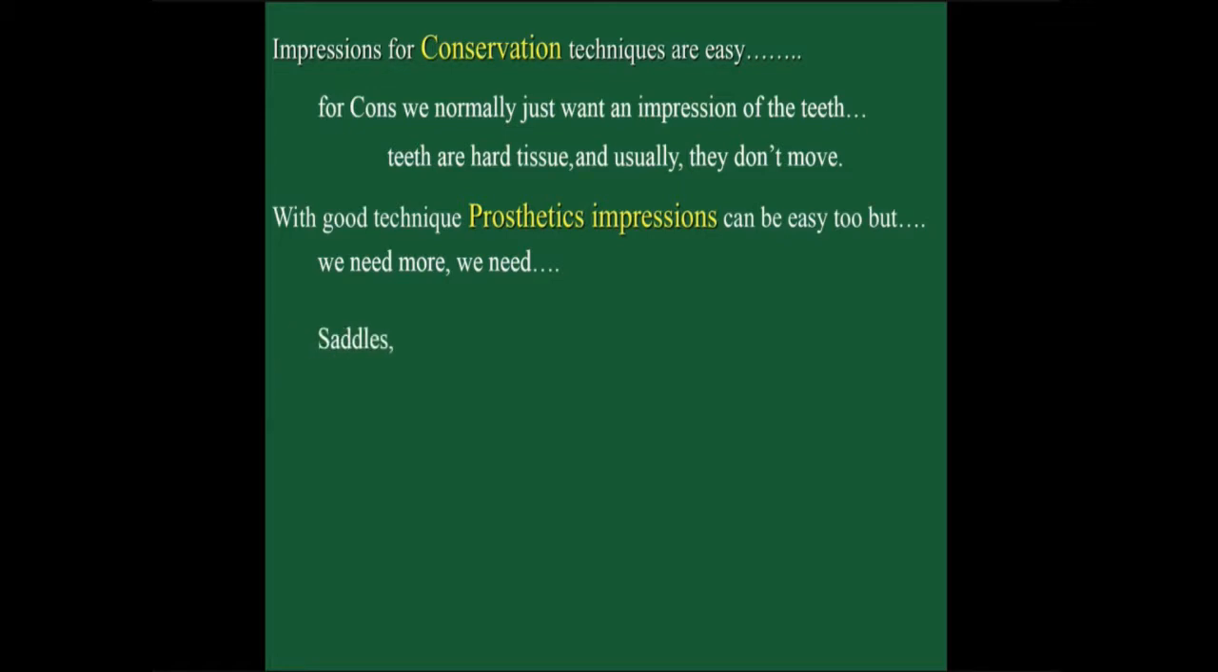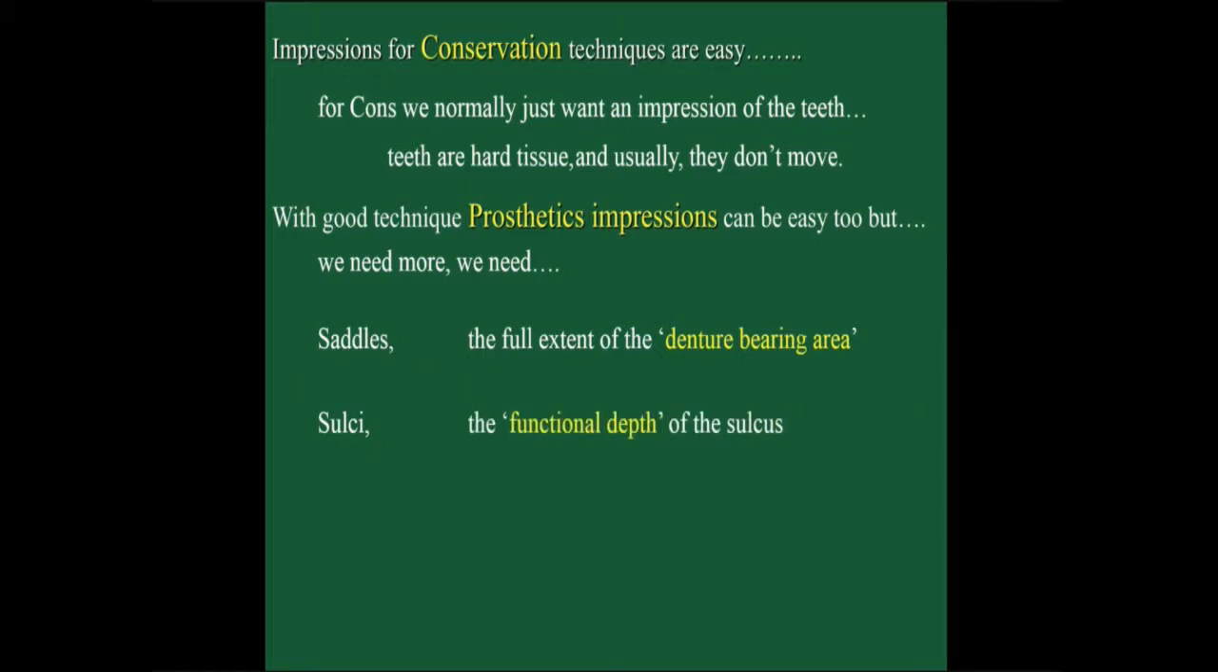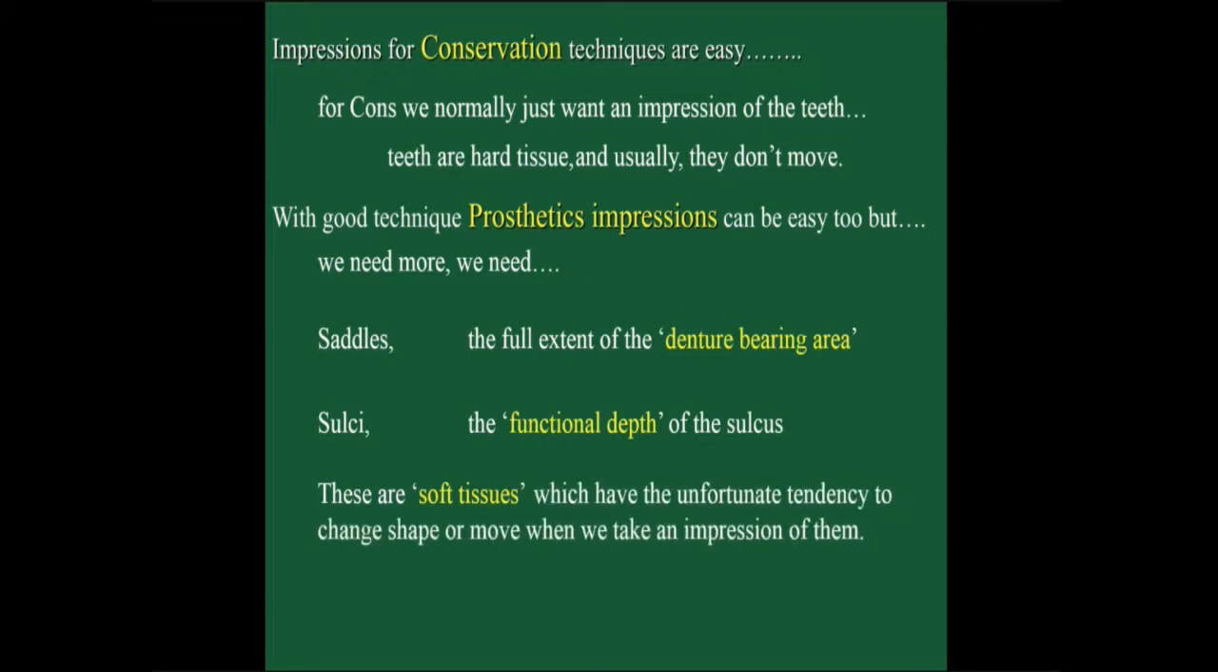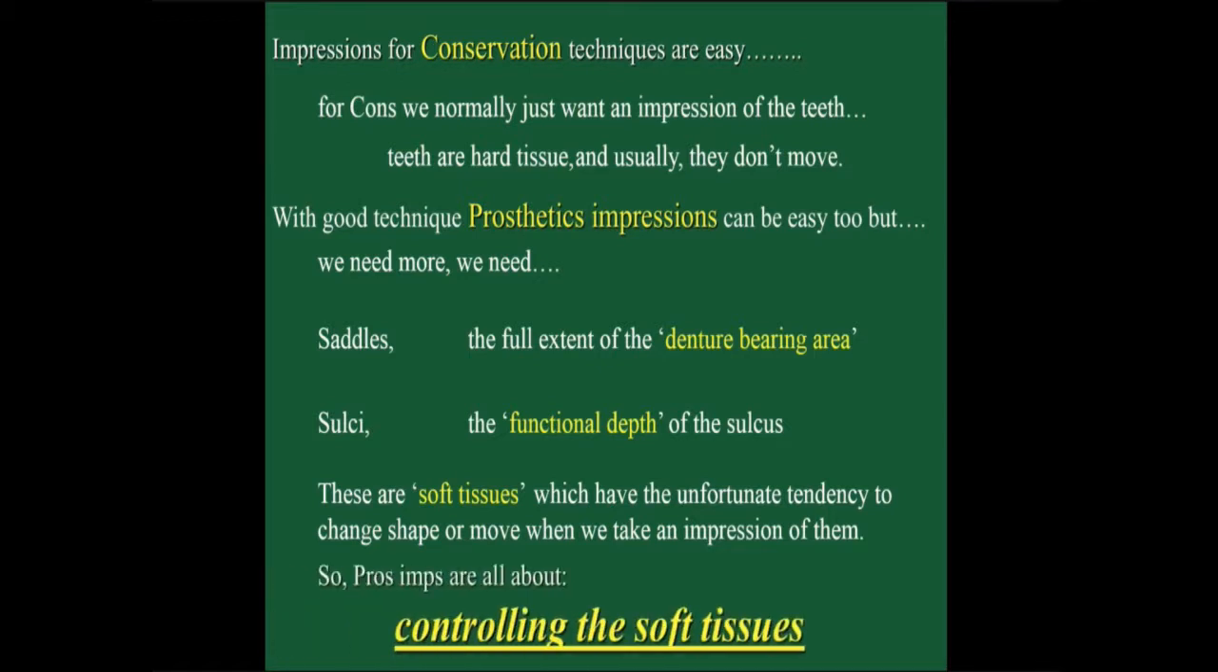We need edentulous saddles and we need the sulcus. And we want the full extent of the denture bearing area, and we want the functional depth of the sulcus recorded on our impressions. And these are soft tissues. And unfortunately, they have the tendency to change shape and move when we take an impression of them. So they are unusual and different from cons impressions, and it is impressions of soft tissues which make prosthodontic impressions worth considering. So prosthodontic impressions are all about controlling the soft tissues.